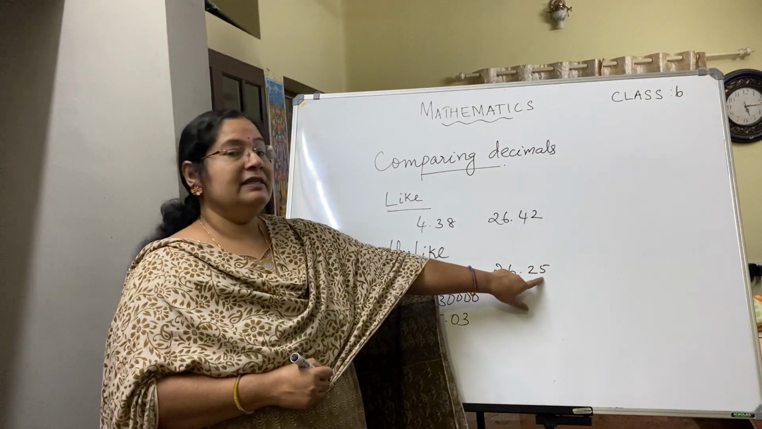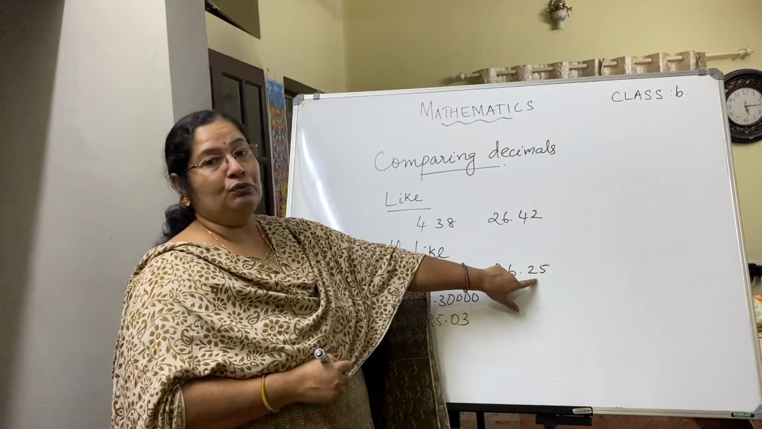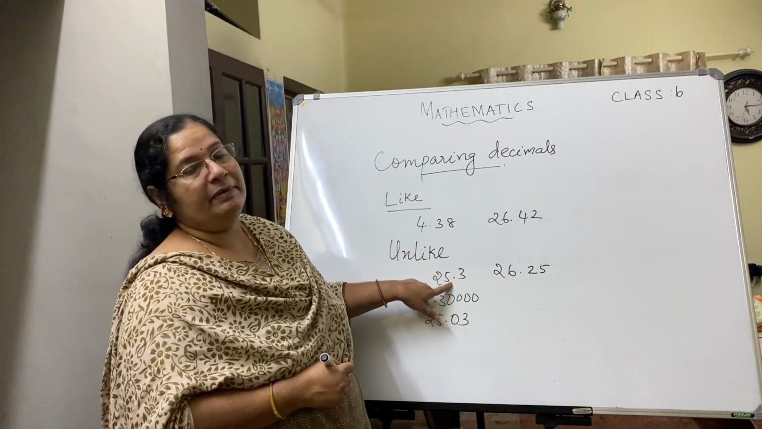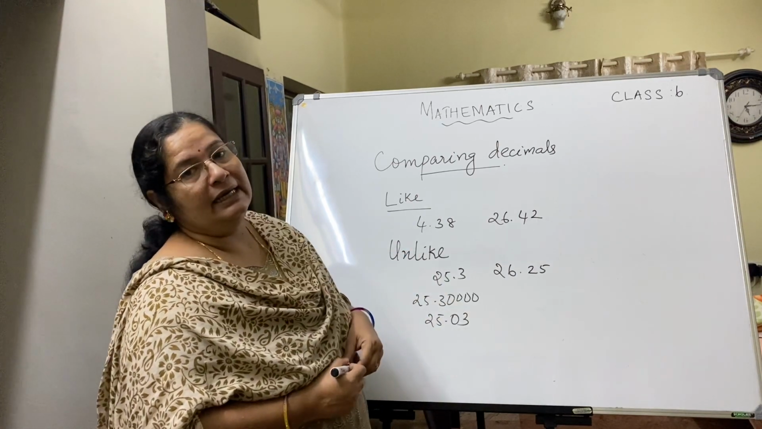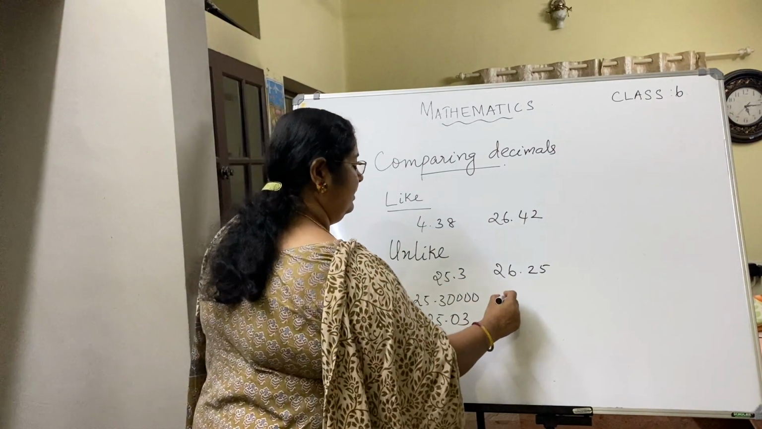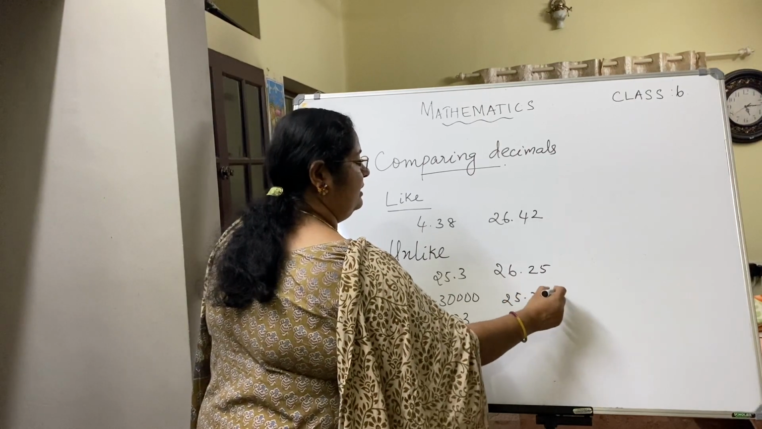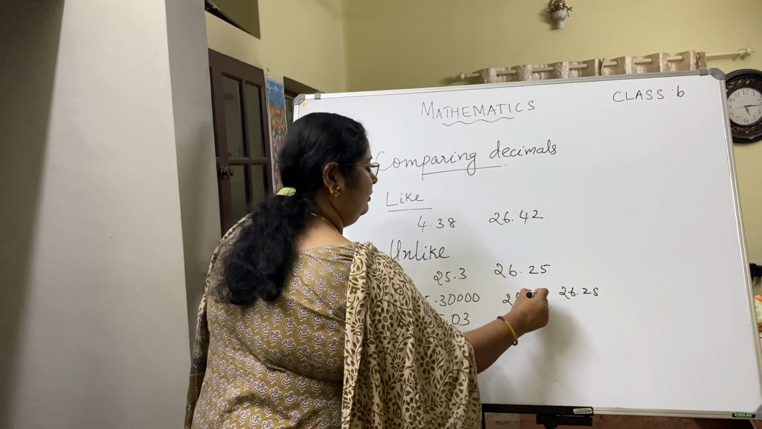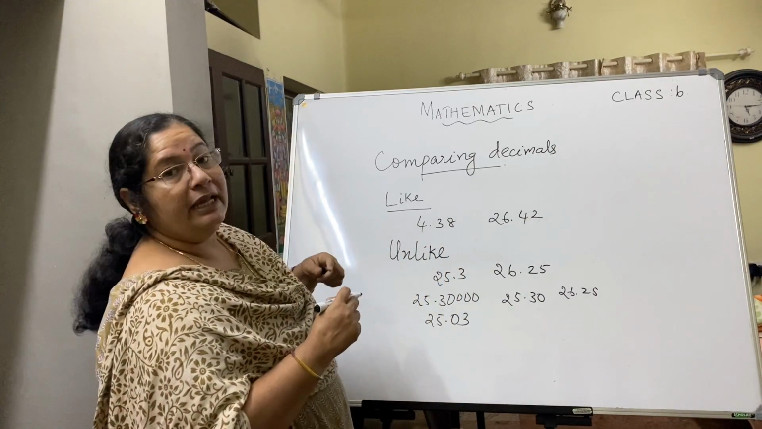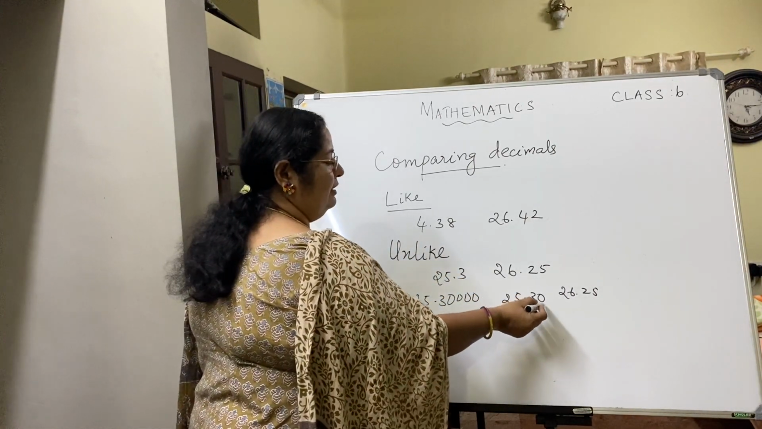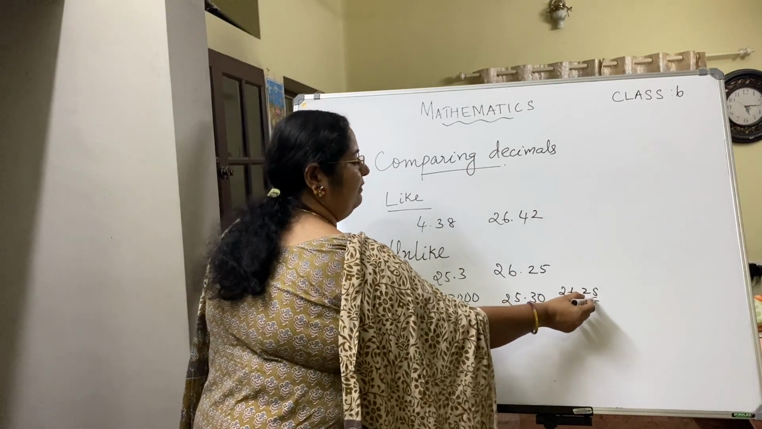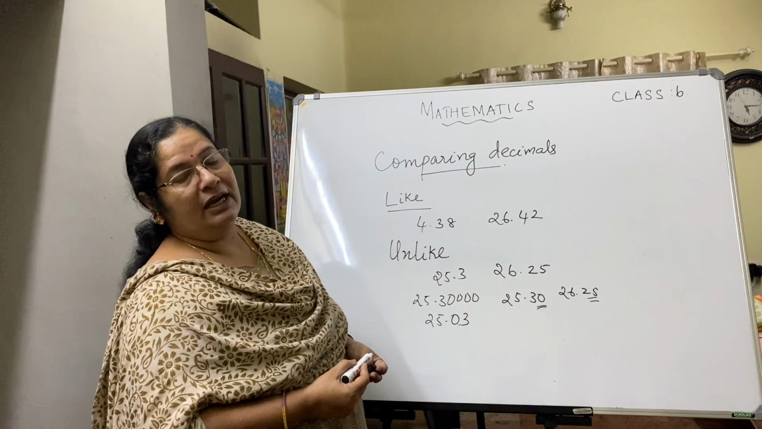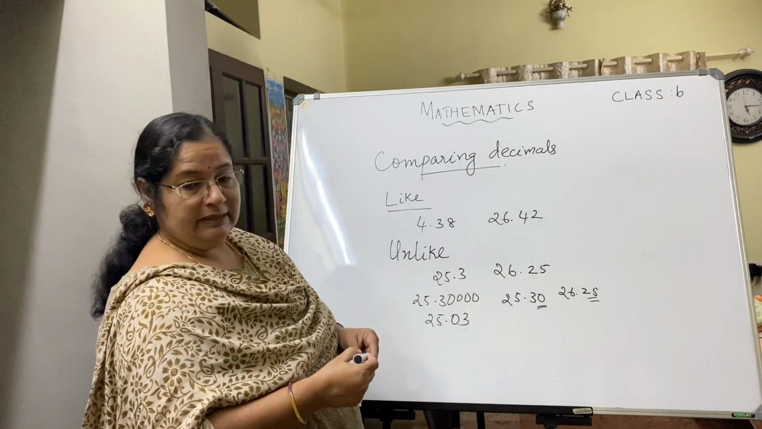The maximum decimal place is for this decimal, having 2 decimal places. So you have to change this also into 2 decimal places. What you should do? Add a 0. So this becomes 25.30 and this is 26.25. Now here both of them are having the same number of decimal places. So we have changed the unlike decimals to like decimals.